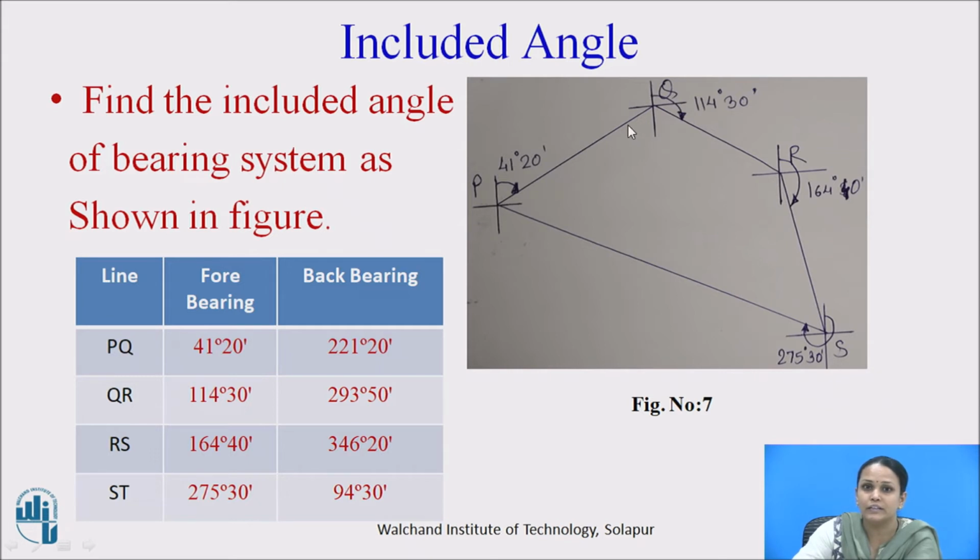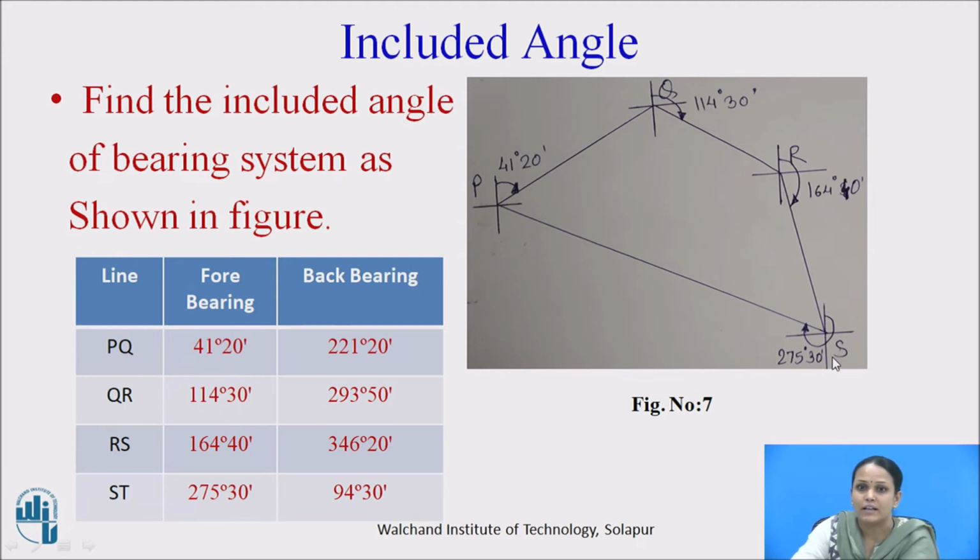Similarly, for the included angle Q, if I subtract the fore bearing of line QR from the back bearing of line PQ, where the back bearing of line PQ is 221 degrees 20 minutes and the fore bearing of line QR is 114 degrees 30 minutes, I will get the included angle Q. Similarly for included angle R, if I subtract the fore bearing of line RS from the back bearing of line QR, I will get this internal angle R, because both the fore bearing and back bearing are measured with respect to the north direction itself, at station P, Q, R, as well as at station S.